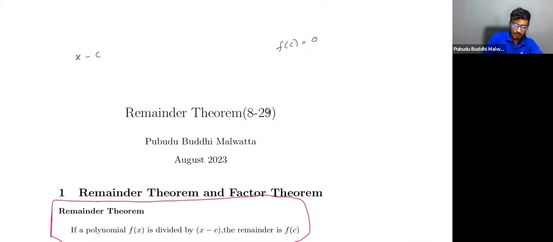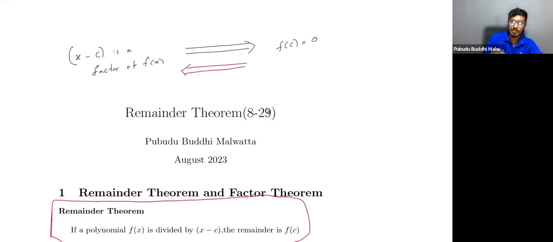So if x minus c is a factor of f of x, then we know that f of c should equal 0 according to the factor theorem. Right? And also the other direction. If f of c equals 0, x minus c is a factor. So therefore, it's really important creating this form.